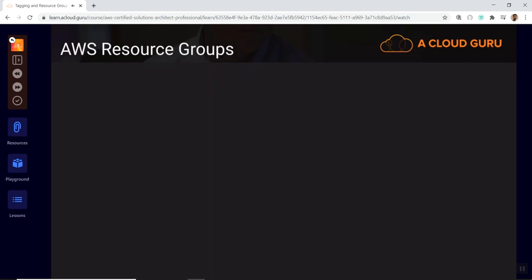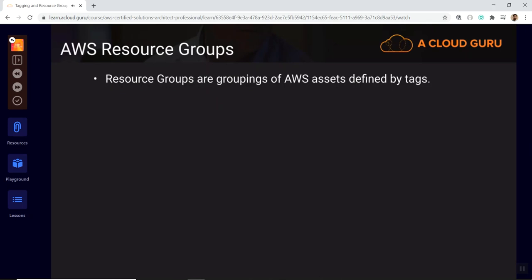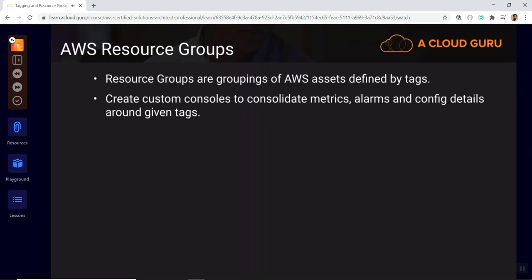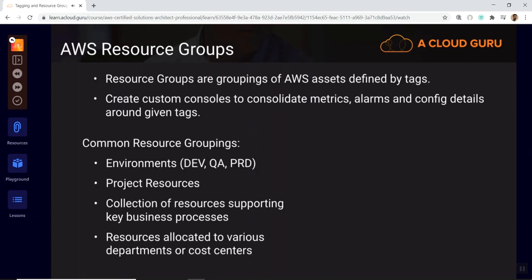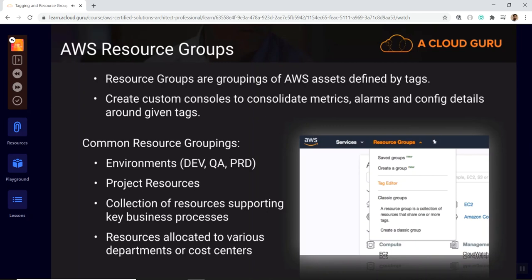Resource groups are somewhat related to tags because they use tags to group things into, well, resource groups. If we consider the example of maybe different departments having different collections of resources, we can create different resource groups based off the tags that we created and give members of those departments a customized console, a view into just their resources. And that's very useful, especially if you have a bunch of AWS resources out there. You can create a very focused, scaled down view for certain people. And some common examples of this, or maybe you do it by environment, by project, by resources allocated to a department or a cost center.